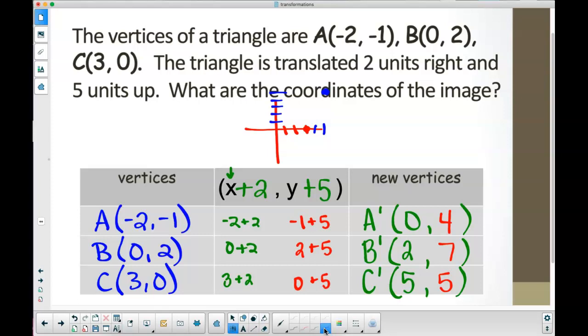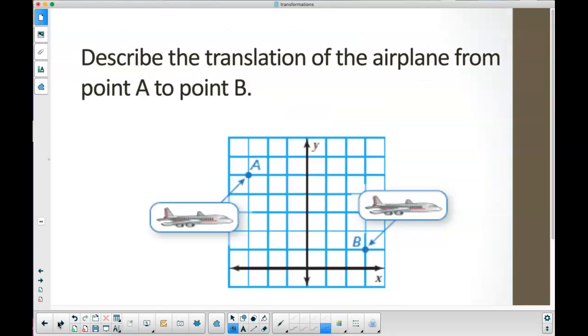Okay, what if I asked you to describe the translation? Describe the translation of the airplane from point A to point B. The airplane is starting here at point A and ending here at point B. Describe it. What happened? Okay, it got lower, right? We want to always list left to right first. So tell me, how far did it move right or left, and how far did it move up or down?